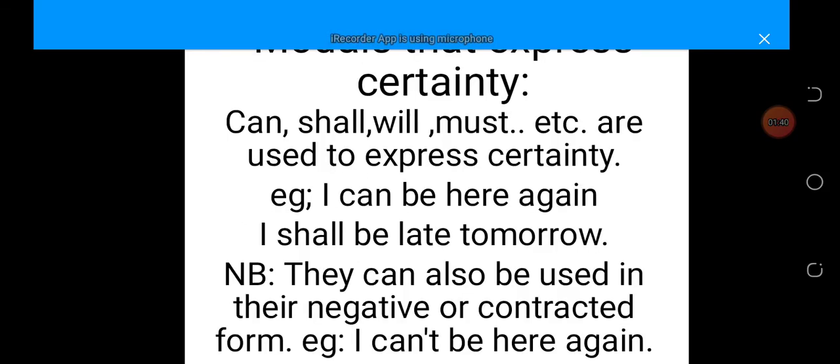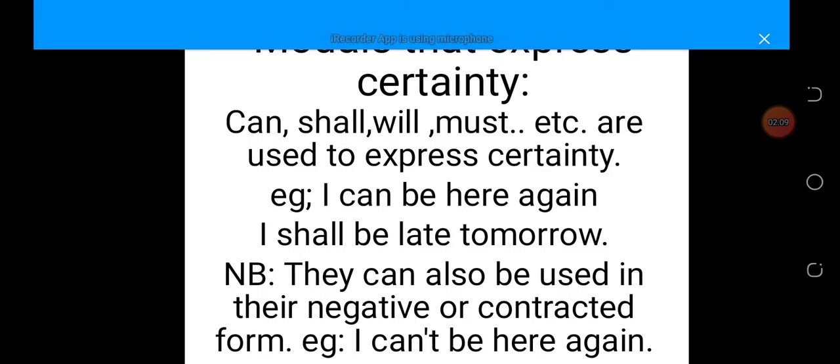Modals used in expressing certainty. The word certainty here means to be sure of. Some of the modals that can be used are can, shall, will, must, etc. These modals are used to express certainty. Example: I can be here again. I shall be late tomorrow.